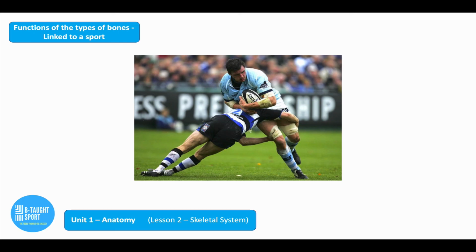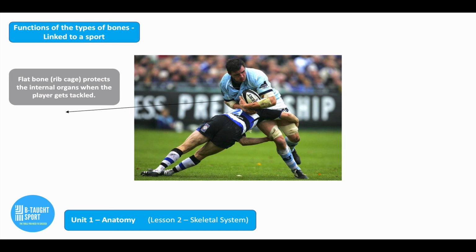Now, you could have picked loads of answers here. You could have picked any bone in the whole of the body, as long as it linked. So the first thing I've done is straight away, I went to his rib cage. I've identified that the rib cage is a flat bone, and I've said here it protects the internal organs when the player gets tackled. So I get 1 mark for identifying the rib cage and the flat bone, and then I get 1 mark for identifying how that function will help him in this sport.